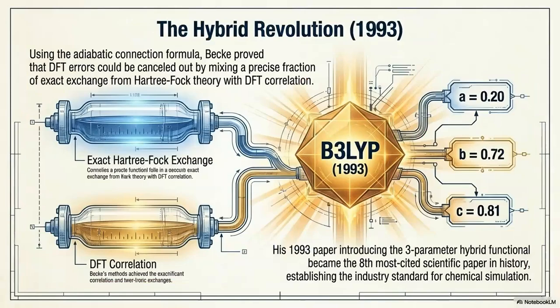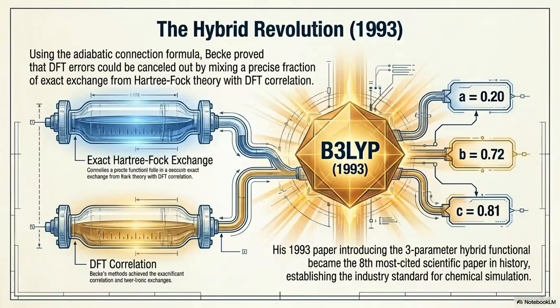Welcome to 1993, the year Axel Becke ignited the hybrid revolution. By masterfully applying the adiabatic connection formula, Becke discovered a Goldilocks solution to computational errors. He realized that by mixing a precise fraction of exact Hartree-Fock exchange with DFT correlation, the inherent flaws of both could be neutralized. The result was B3-LYP, a three-parameter hybrid functional that transformed theoretical chemistry.